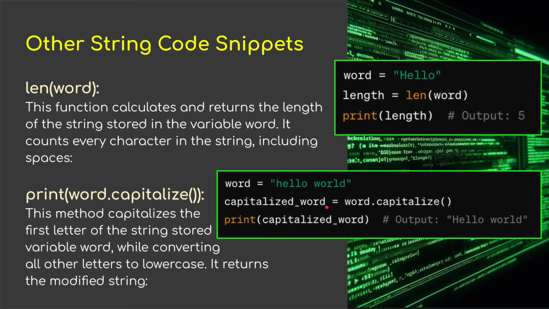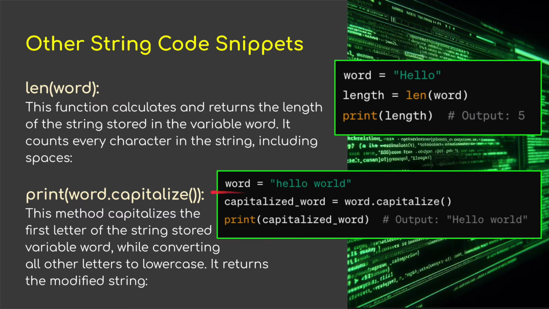Okay, so some other code snippets that I think are very, very useful. We've got len(word), which basically calculates and returns the length of the string stored in the variable word. Five letters. So length equals len(word), print length. So create a variable there, and the variable is the length of the word, and it outputs five.